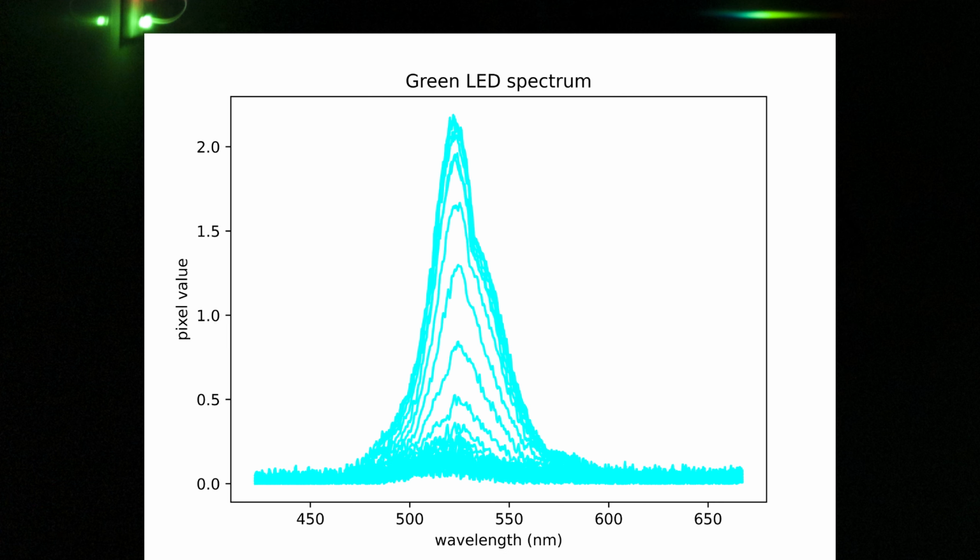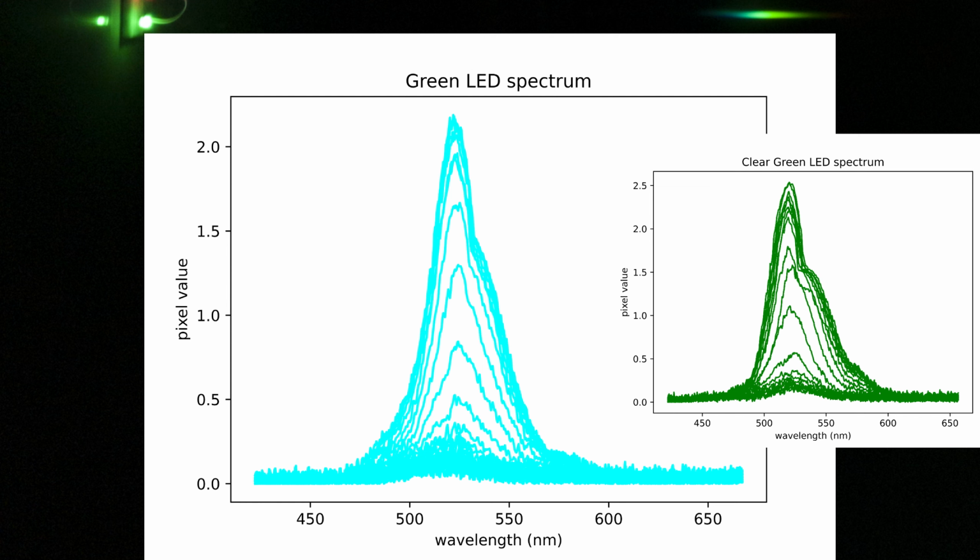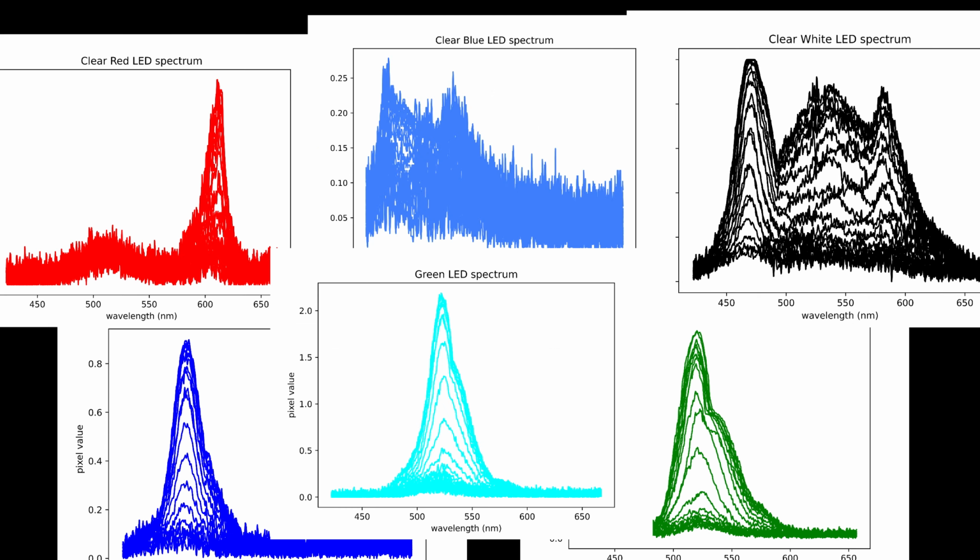And this is the green spectrum of the green LED. As you can see, it is a little bit sharper than the clear green. I don't really know why as well. There might be some science behind that. I'm not really sure about that, but at least we get the spectrum of each of the LEDs that we have set up.